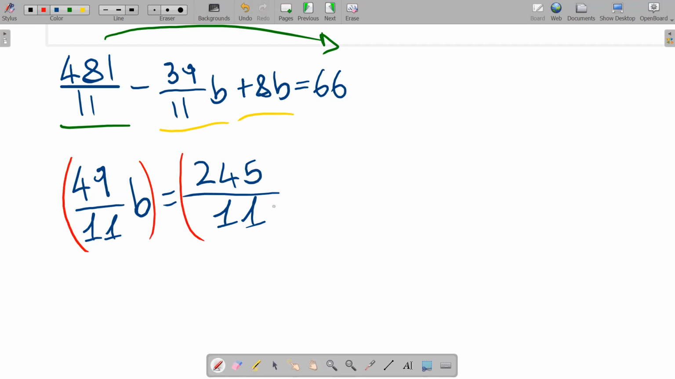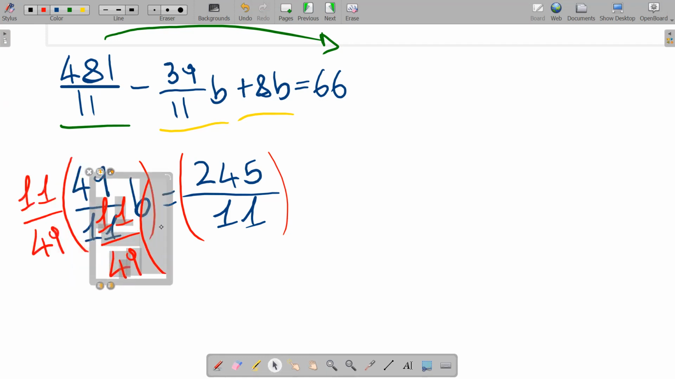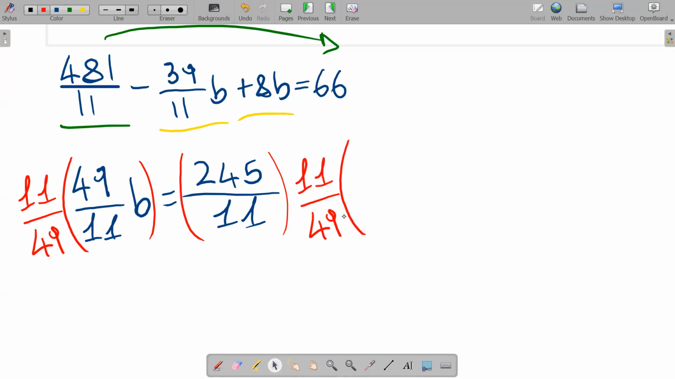And to do that, I decide to multiply by the reciprocal of 49 over 11. Why do I want to multiply by the reciprocal? Because when I multiply a number with its reciprocal, what I obtain is going to be 1. 11 divided by 11 will go away. 49 divided by 49 is going to go away. So now I have 245 over 11 multiplied by 11 over 49. The result of all this operation will be 5.